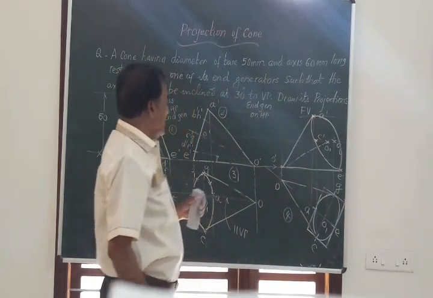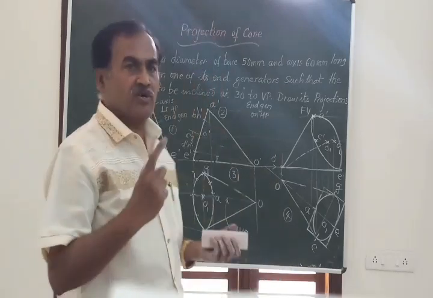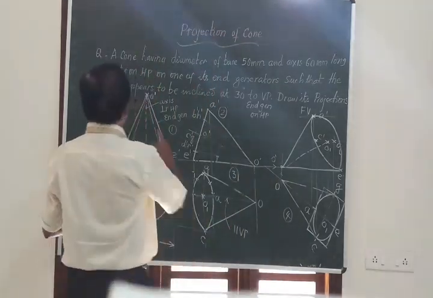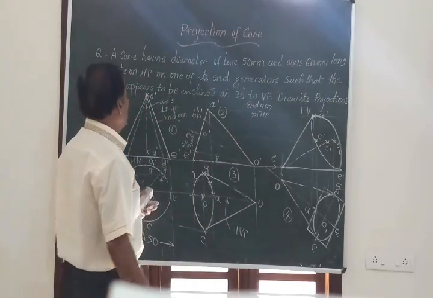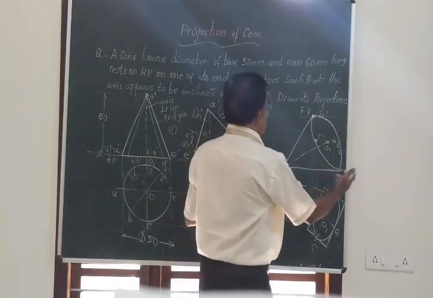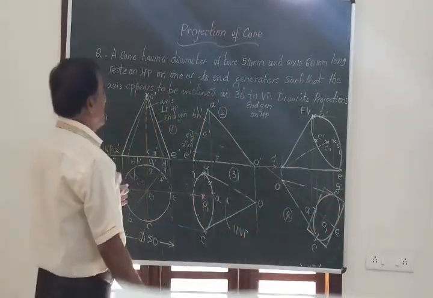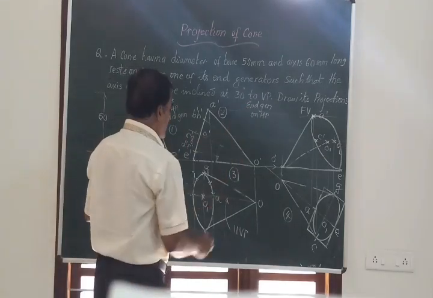Friends, you can see finally whether the solution we have got is right or wrong. How to verify? The cone has to rest on a generator. So in the final figure, O dash E dash is one of the generators. That generator is on HP. Next he says the axis appears to be inclined at 30 degrees to VP.